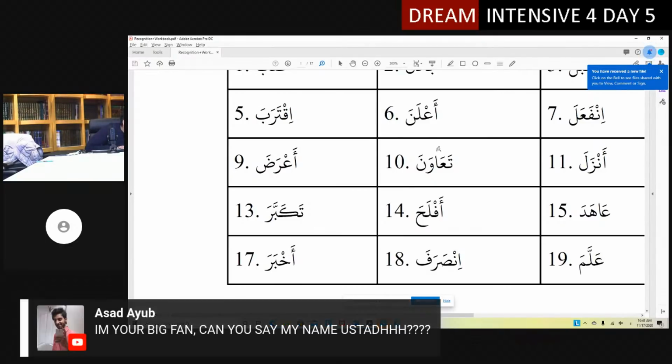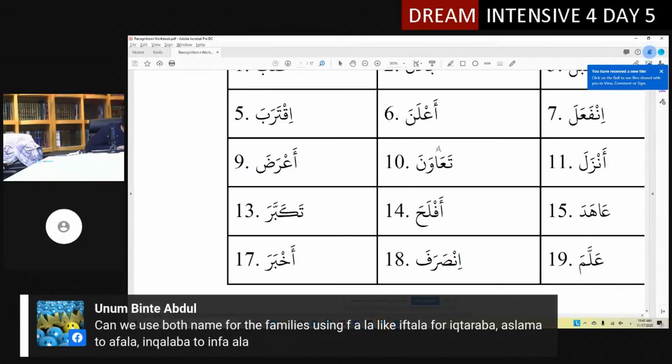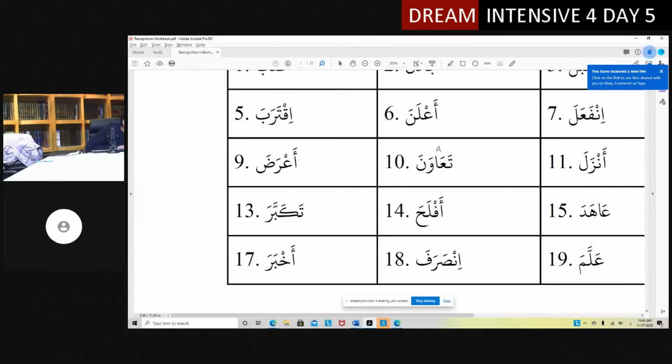Can we use both names of the families using fa'ala? Like ta'ala, iqtaraba, aslama, fa'ala? Well, if you can, then more power to you. Great.